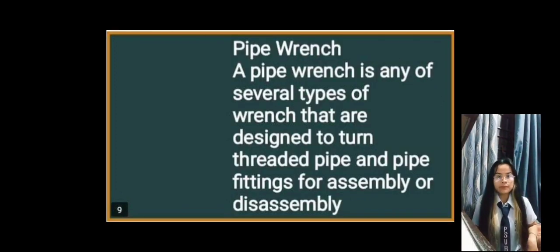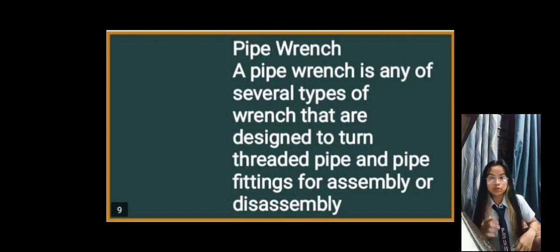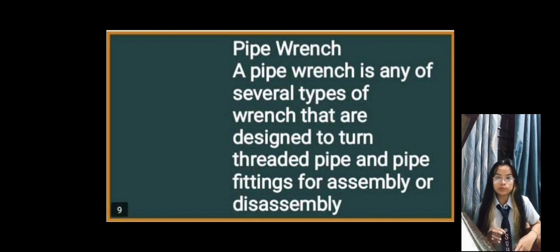Pipe wrench. A pipe wrench is any of several types of wrench that are designed to turn threaded pipe and pipe fittings for assembly or disassembly. The adjustable pipe or steel sawn wrench is used to hold or turn pipes or circular bars. This wrench has serrated jaws, one of which is pivoted on the handle to create a strong gripping action on the work. That will be all.